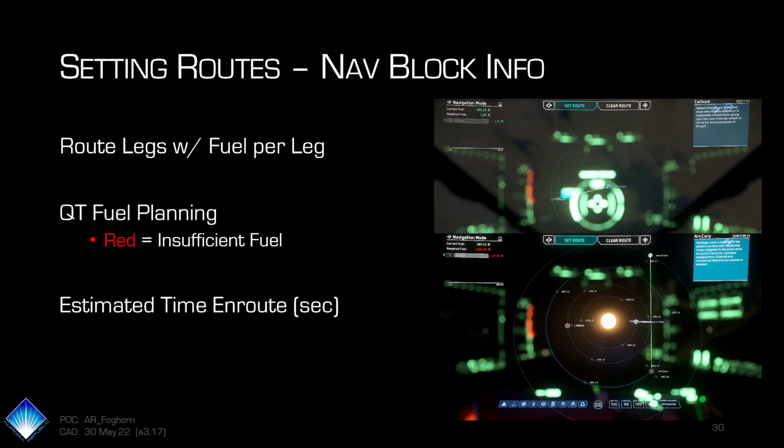At the bottom of the nav block is a horizontal rule. At the left of the rule is a sum of the route legs and the number of route legs completed, displayed in a 3 of 5 type format. At the end of the right rule is the estimated time en route to complete the entire journey, displayed in seconds.